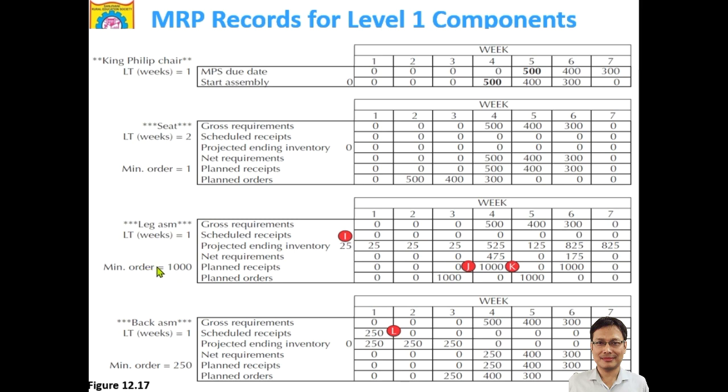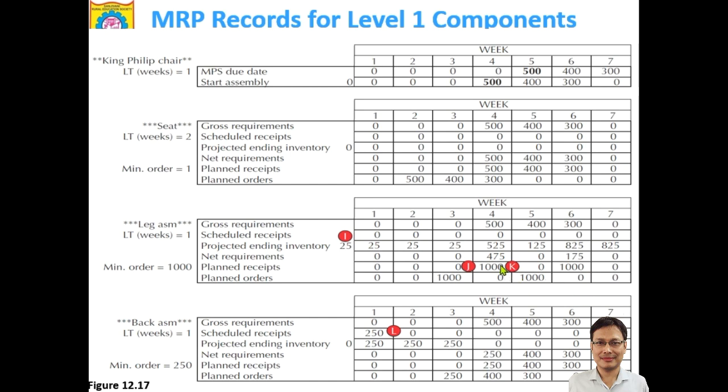So let's just assume that there is only one supplier available in the market. That's why we need to give an order of 1000 units minimum. So that's why the planned receipt and planned order becomes 1000 instead of 475. As the planned order is 1000, the receipt also will be 1000 on week number 4. Now we are getting much more inventory than is required.